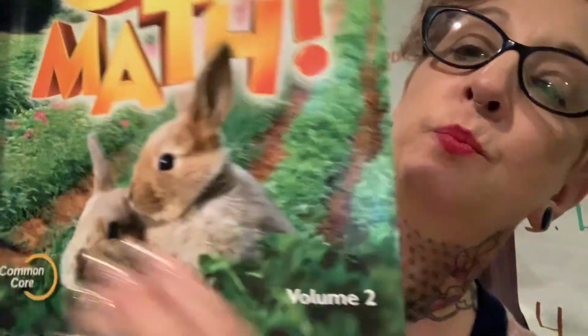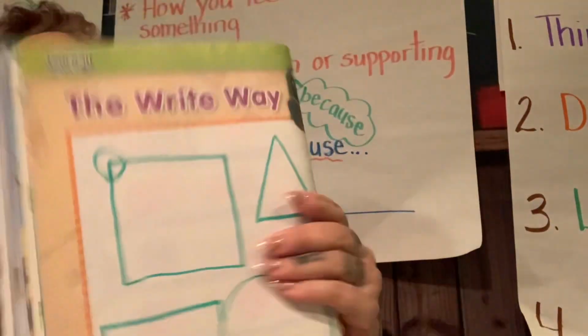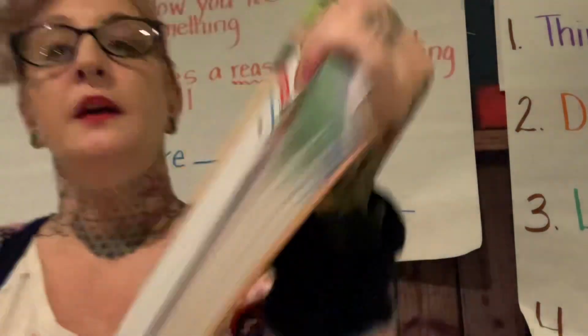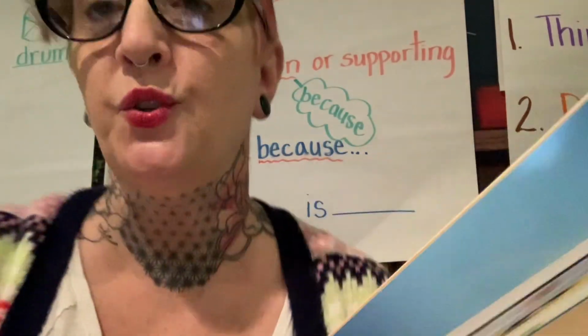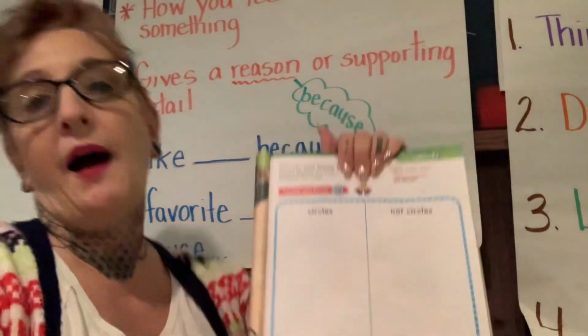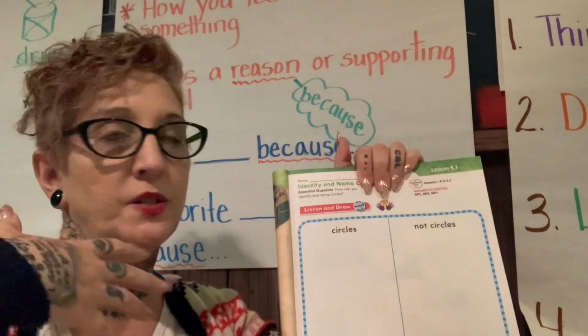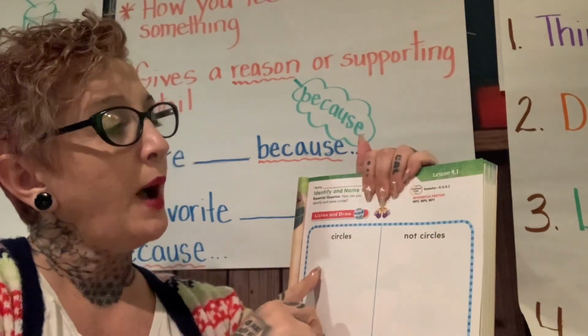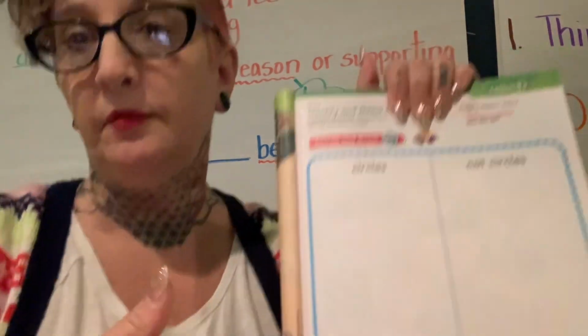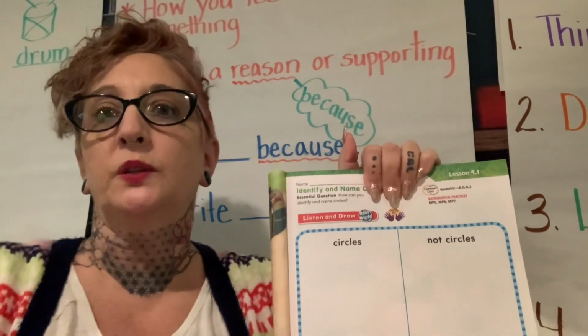We have volume 2. Okay, we just started it, so you're going to go to page 493. And today we're going to talk about circles. Okay, so I want you to tell somebody, a grown-up, or just say it out loud: how would you describe a circle to somebody? Like if you had to say, what does it look like?